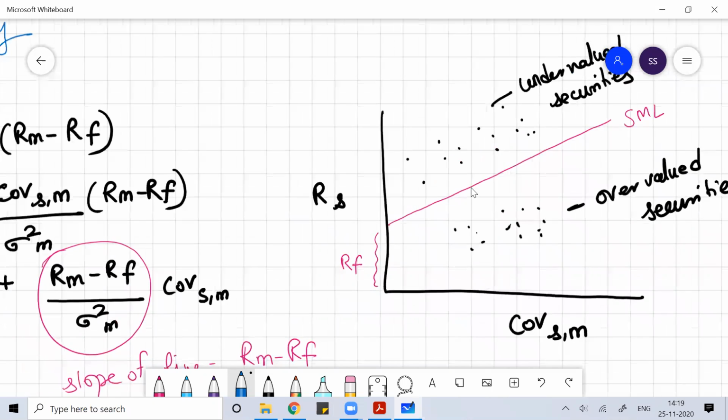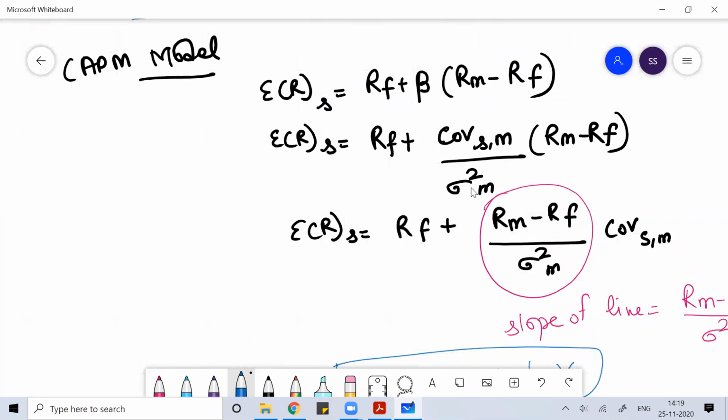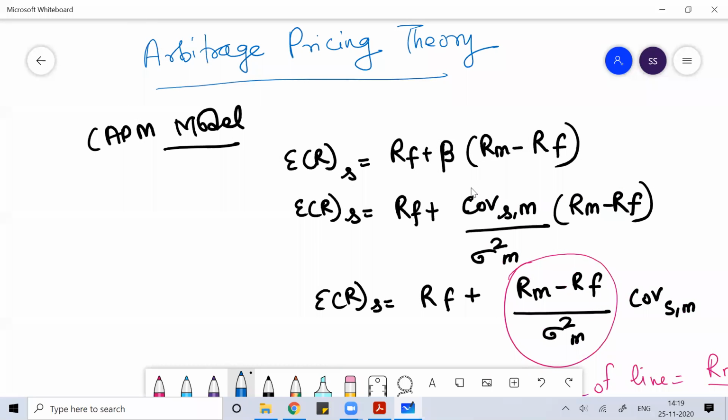So when we follow the CAPM model, we believe that all the risk can be put together into a single factor, which is called beta. So the CAPM model is also called a single factor risk model. Many analysts call the CAPM model a single risk factor model.